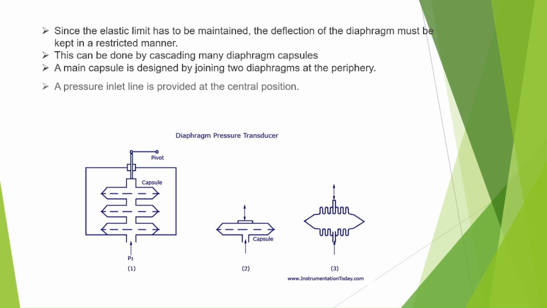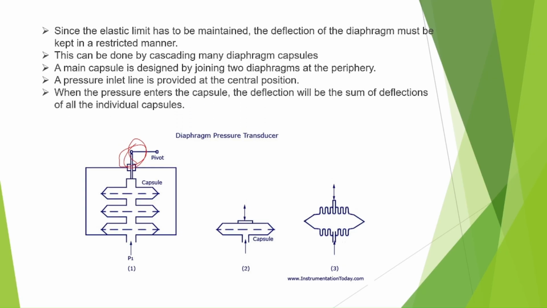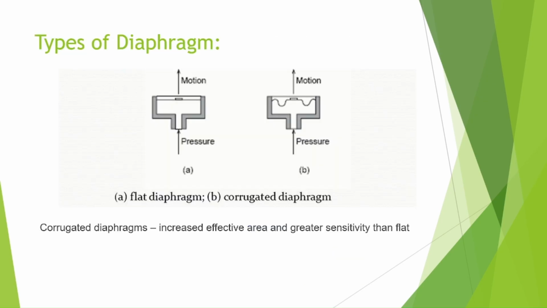A capsule is made by joining two diaphragms at the periphery. A pressure inlet valve is provided at the central position. When the pressure enters the capsule, the deflection will be the sum of the deflection of all the individual capsules. If you have n number of capsules, the deflection will be capsule number 1 plus 2 plus 3 and so on. So we can measure the pressure based on the number of diaphragms.